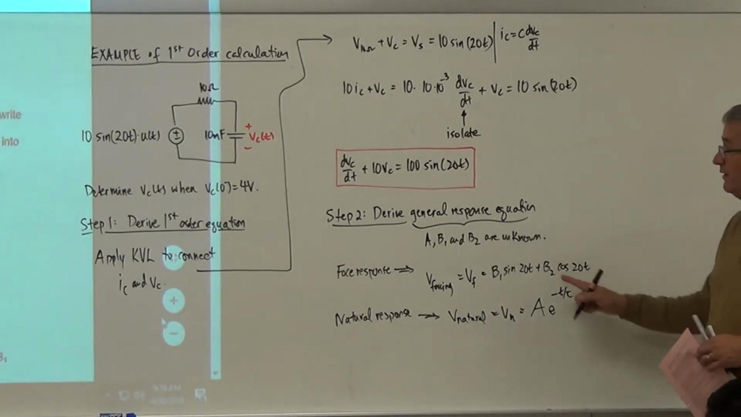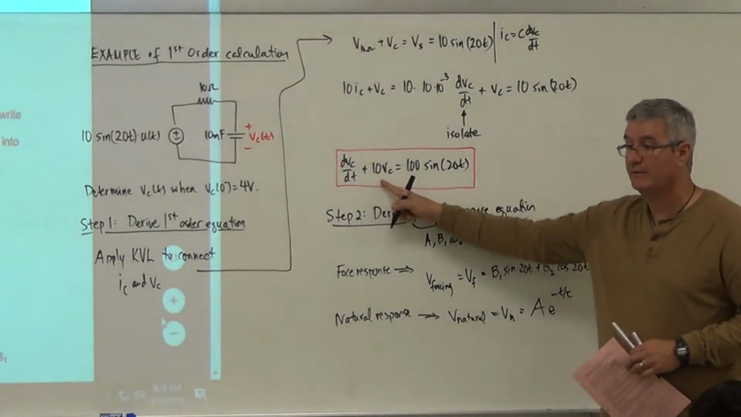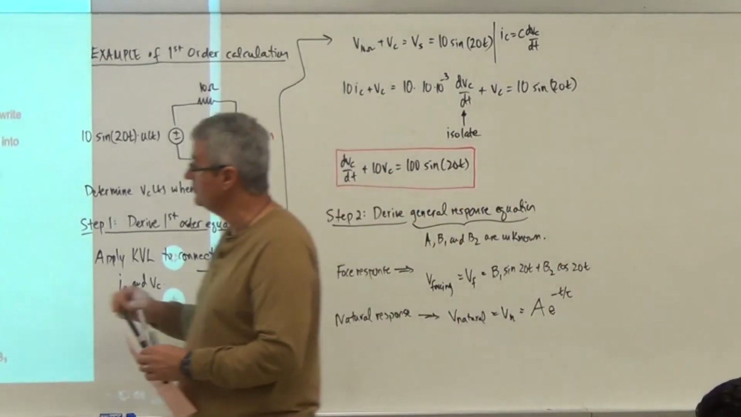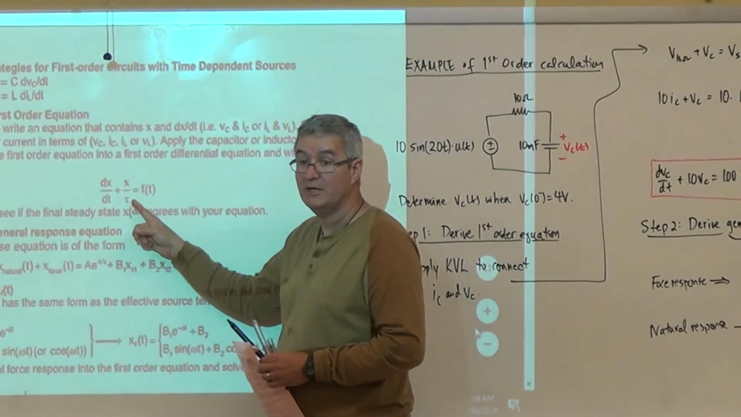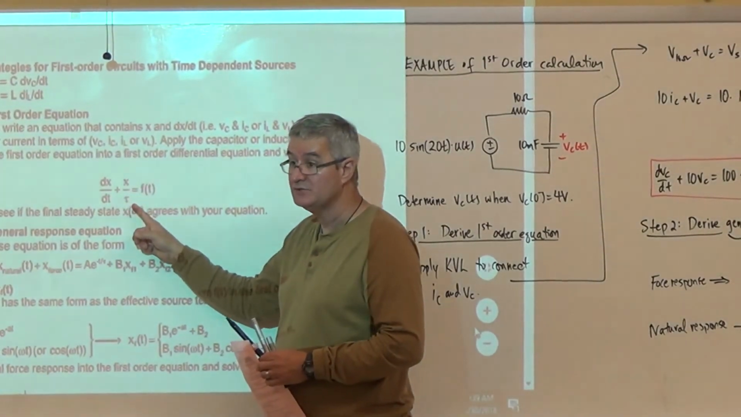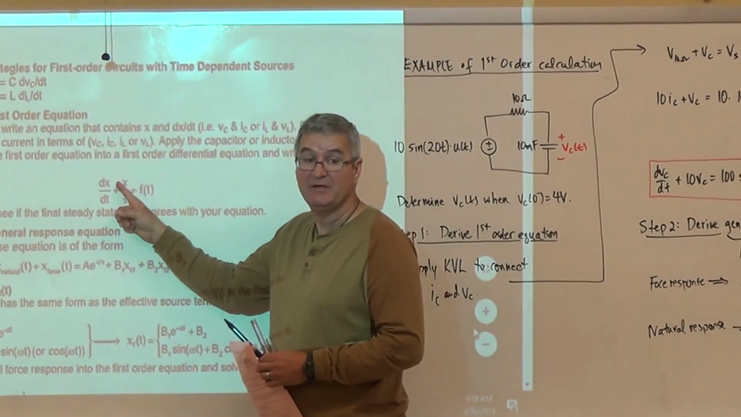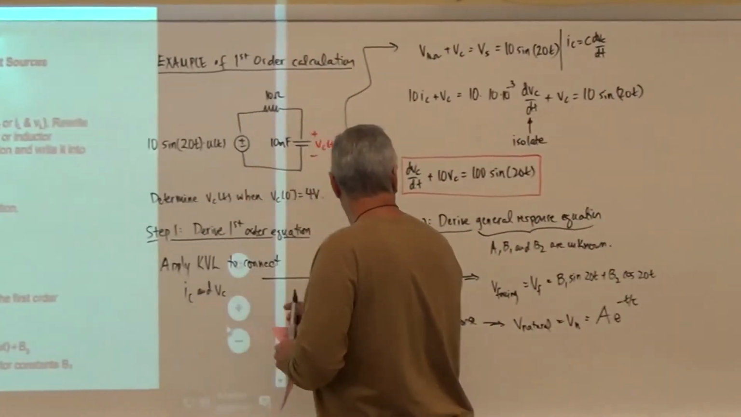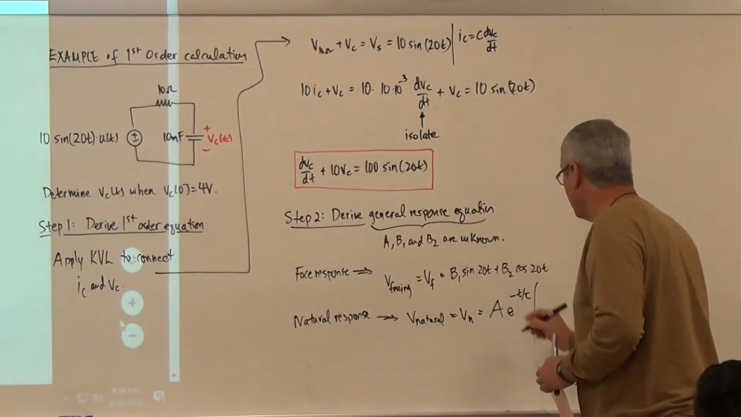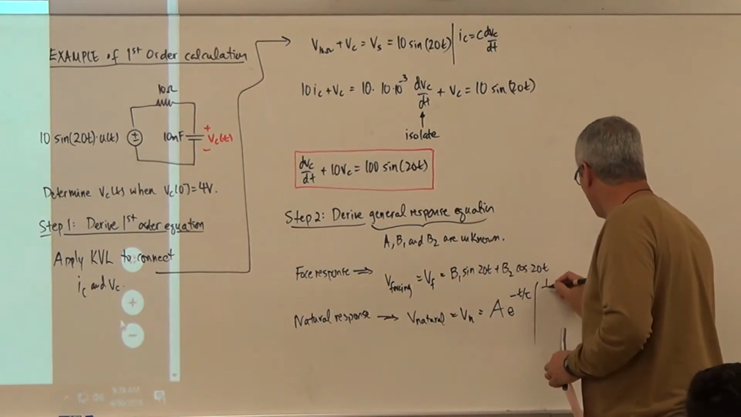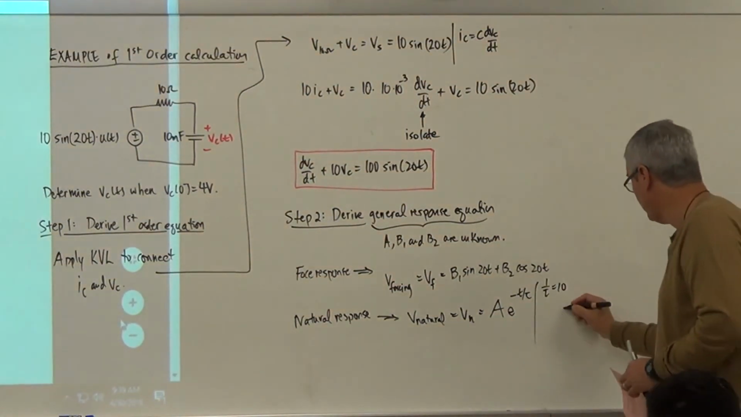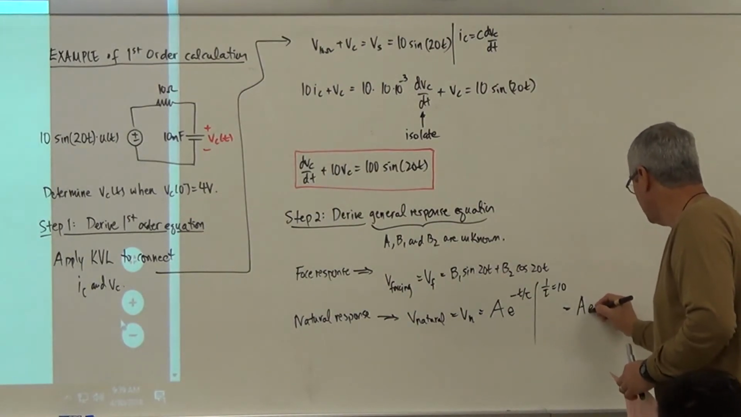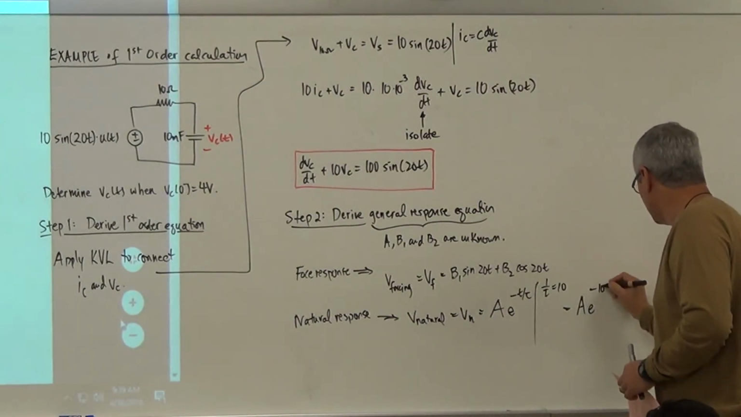Why do we know that tau? Because of that coefficient right there. And you can see in this equation right here that it's x divided by tau, or more importantly, 1 over tau. So that means that 10 must be 1 over tau. So from our equation here, we see that 1 over tau is equal to 10. So therefore, I write this as A e to the minus 10t.